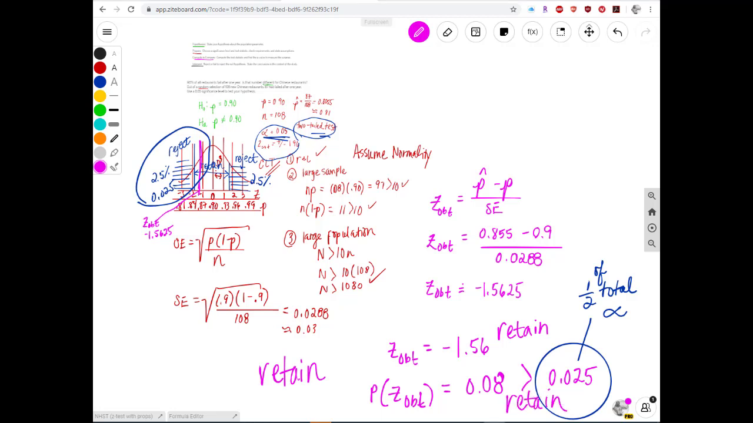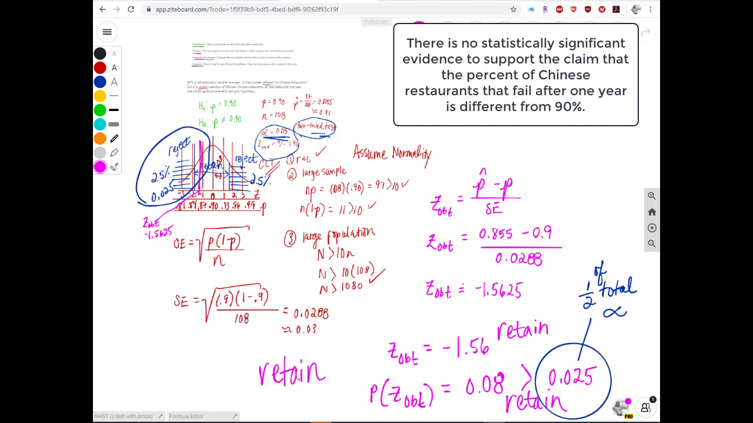In the last step, we make the decision and put it in the context of the scenario. So we're going to say that we're going to retain the null hypothesis of no difference because there is no statistically significant evidence to support the claim that the percent of Chinese restaurants that fail after 1 year is different from the expected percentage or the expected proportion of the population, which is 90%.